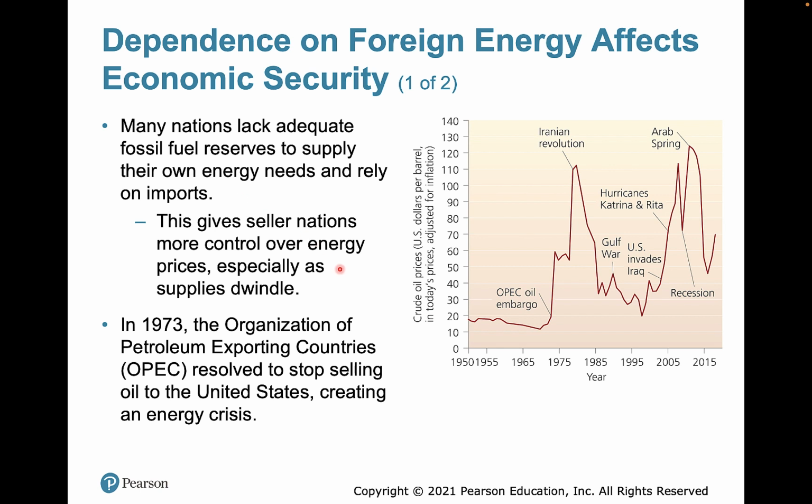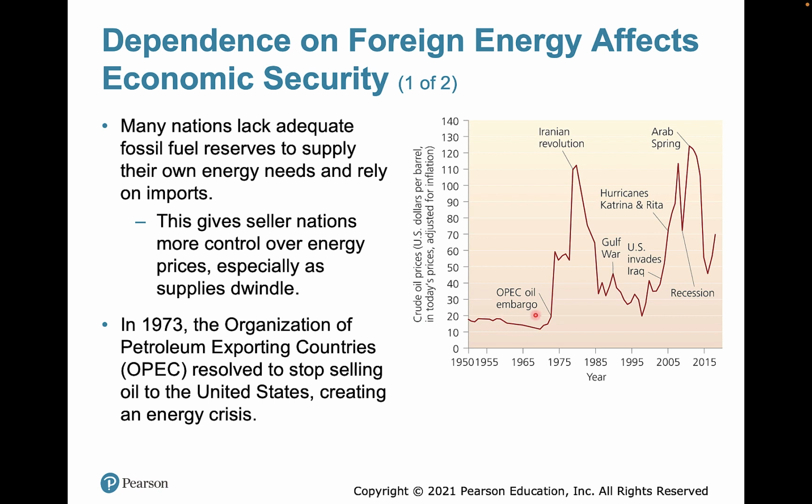The fact that fossil fuels aren't evenly distributed gives seller nations, nations with higher reserves, more control and more power over energy prices, especially as the reserves go down. So in 1973, an organization called OPEC, the Organization of Petroleum Exporting Countries, decided that they were not going to sell oil to the United States. So it created an energy crisis. You can ask anybody who was around in 1973, grandparents, mom and dad, if they're that old, you would have to wait in line to get gas, okay? And then if you had to wait in line to get gas, they might run out of gas right before you got there. So it was a big, big issue, okay?